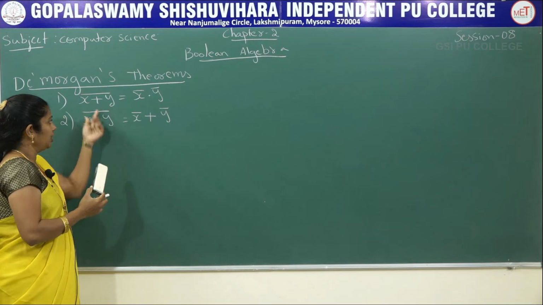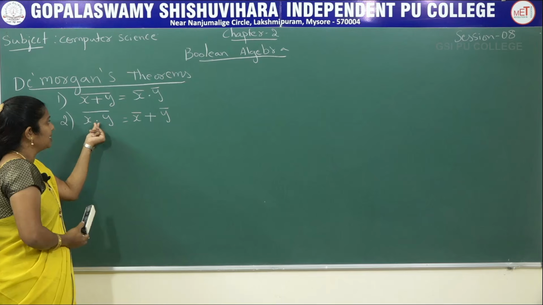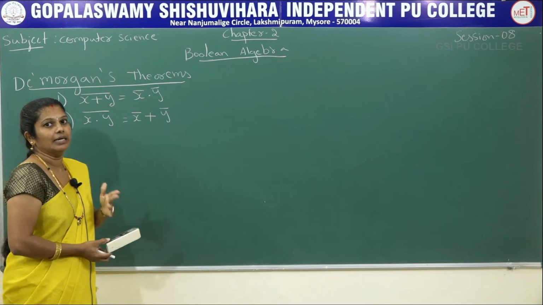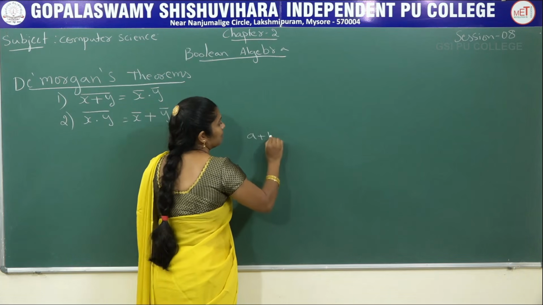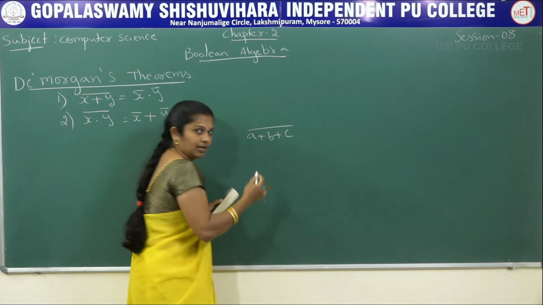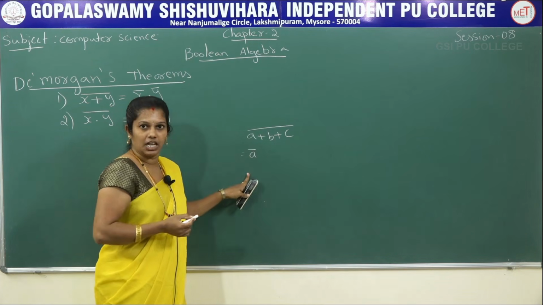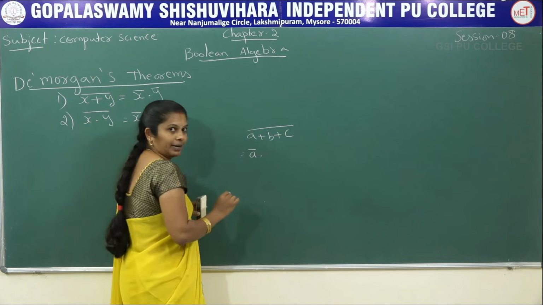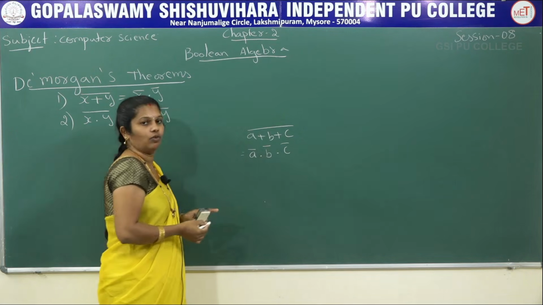See here, in these two cases what happens? The plus is replaced by dot, and here dot is replaced by plus. Each variable is individually complemented. If you have 3 variables, for example a plus b plus c whole bar, then by De Morgan's theorem we write a bar individually complemented, and since the plus operator is there we write the dot operator, then b bar dot c bar. Like this we will perform.